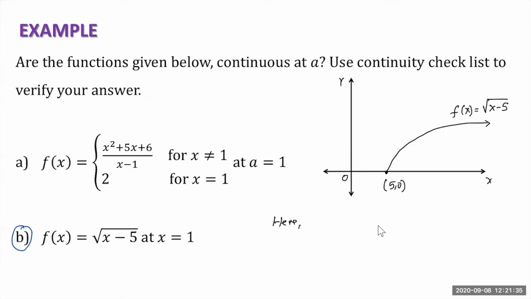First, we want to find the value of the function at 1. The value of the function at 1 is not given, so you have to plug in 1. It will be square root of 1 minus 5, which is square root of negative 4. That is 2i. You can see the value of the function is not real.